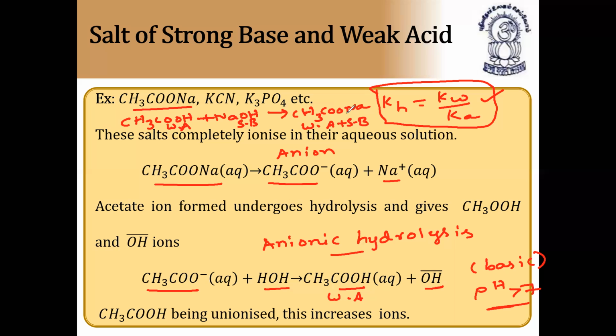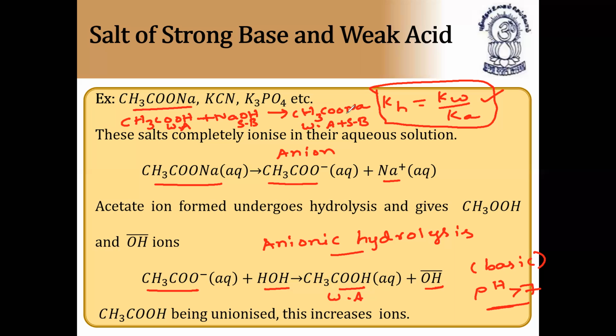First is salts obtained by means of a strong acid and a weak base. Second is salts obtained by means of a strong base and a weak acid. Third is salts obtained by means of a weak acid and a weak base. And fourth is salts obtained by means of a strong acid and a strong base. Salts of a strong acid and a strong base do not undergo hydrolysis. That I have explained in the first slide only. So only these three types of salts you have to remember.